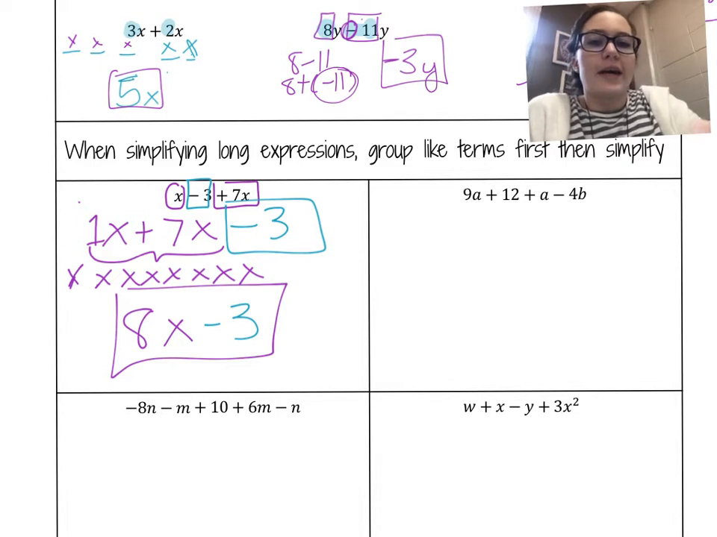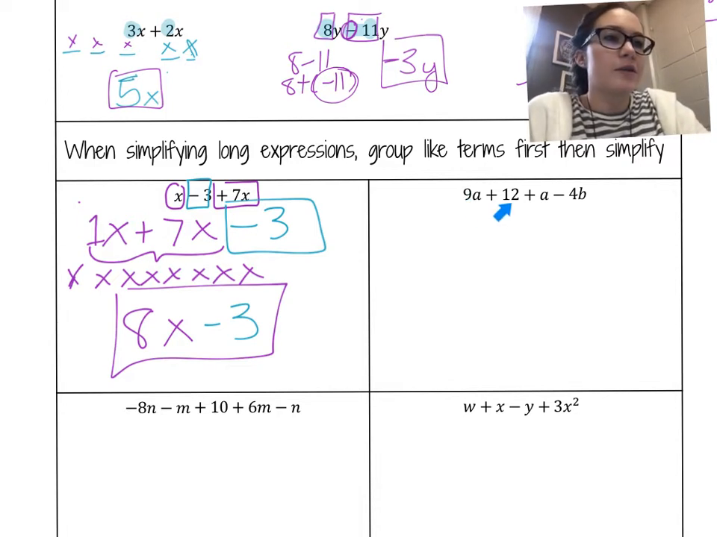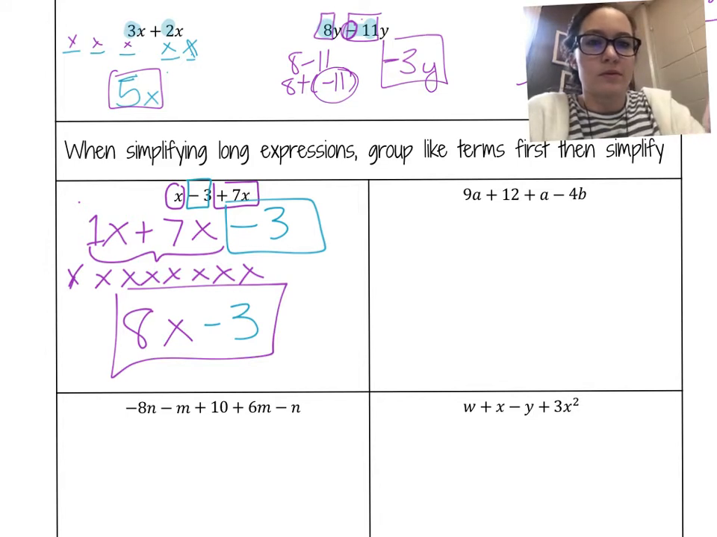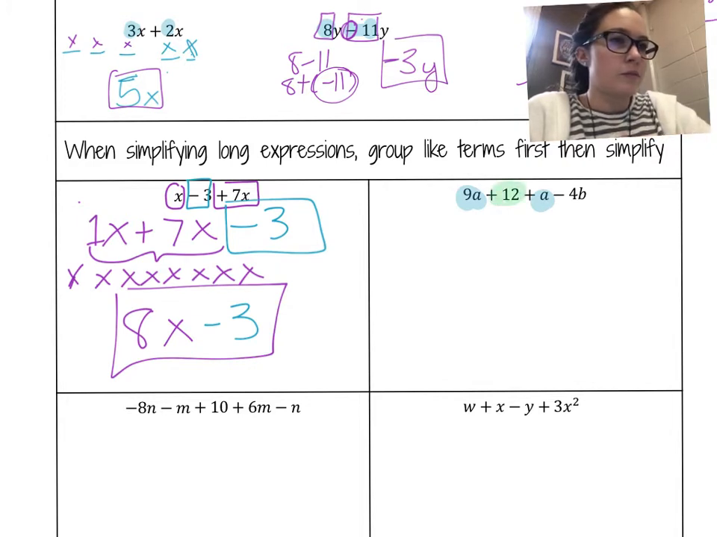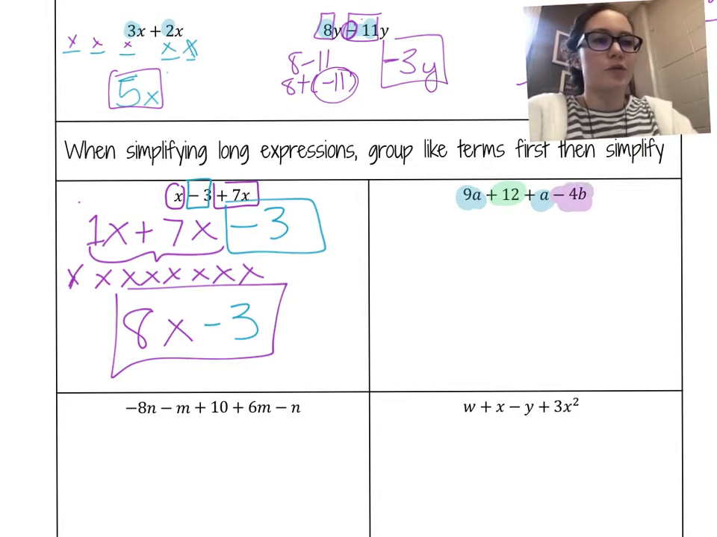All right, now we have 9a plus 12 plus a minus 4b. So I'm going to highlight the a's because those are going to go together. Plus 12 is just the 12, nothing else matches it. Then we have a minus 4b. And it's really important that when you're rearranging them, this minus belongs to that 4. Okay? So I can't just move them. Whatever's in front of it goes with it.